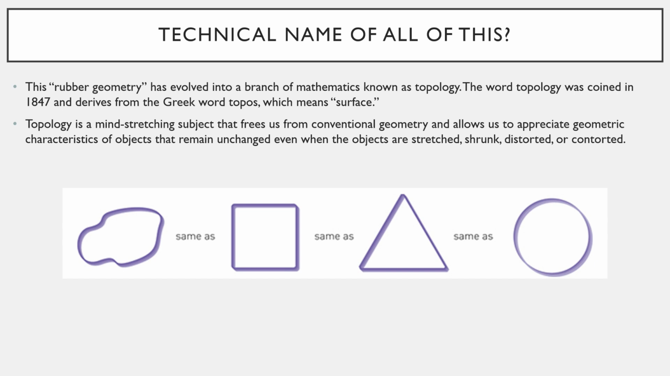For example, if you think of a rubber band all the way here on the left, you can distort it and stretch it so that it's the same as a square, or you can make it into a triangle, or you can make it into a circle. So through distortion, we can take this rubber band and have it be equivalent to each of these.